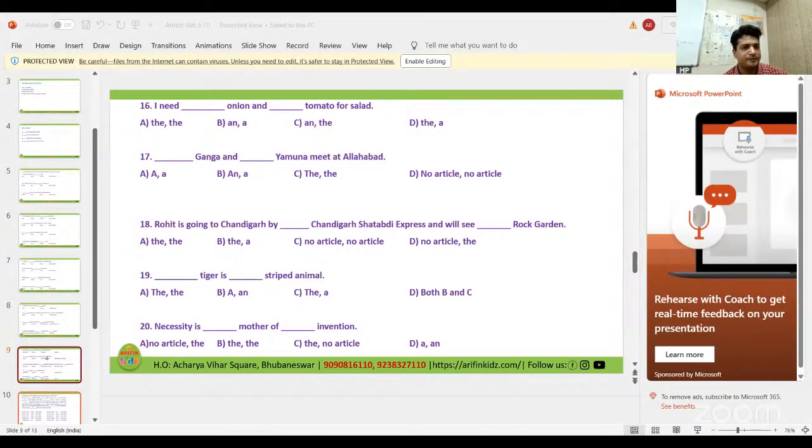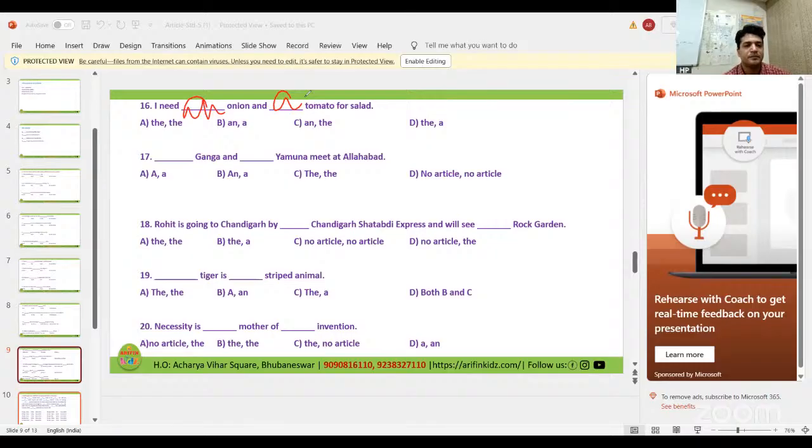Now, few more interesting theories. Number 16, tell me the answer. I need dash onion and dash tomato for salad. What can be the answer of this? I need an onion and a tomato for salad. Right.